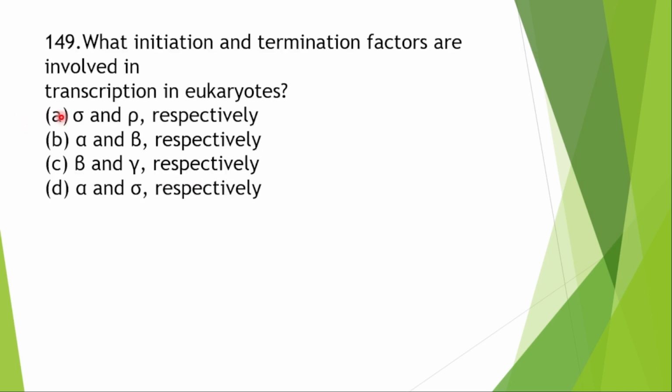Next, 149. What initiation and termination factors are involved in transcription in eukaryotes? Initiation factor is sigma and then terminator factor is rho. Sigma and then rho factor. So the right option here is A itself. A is the right option. Sigma and then rho factor.